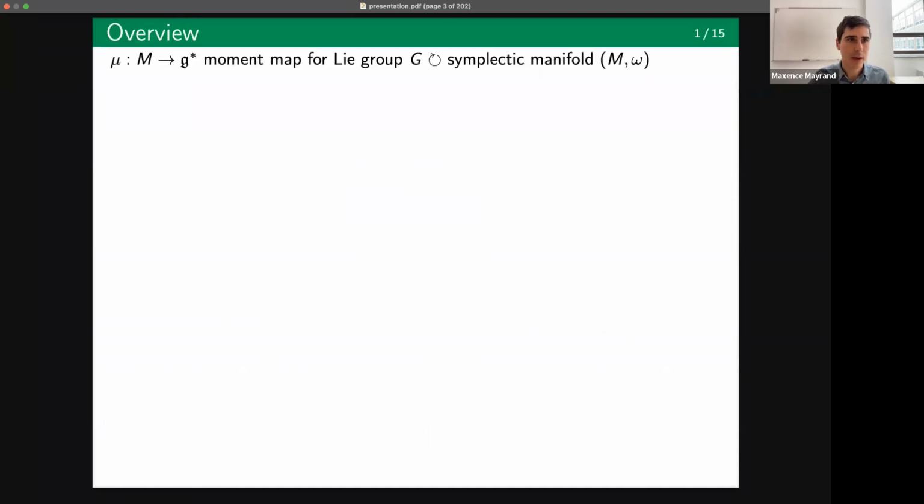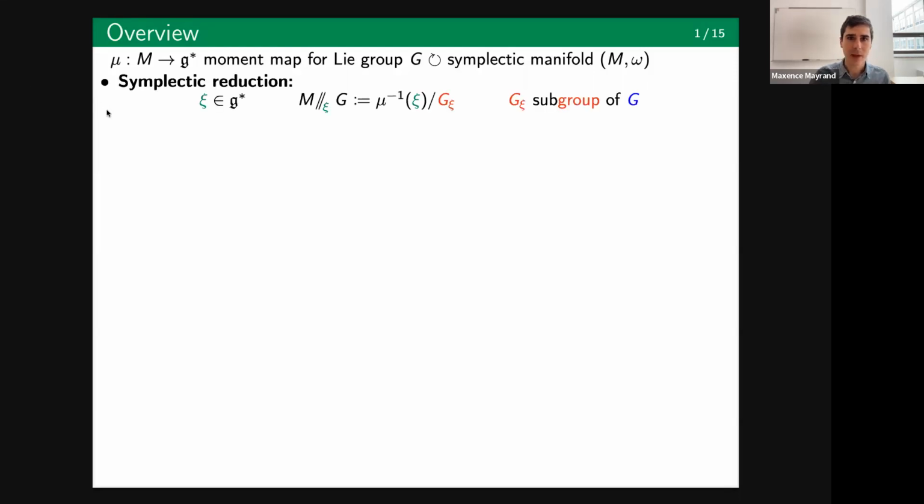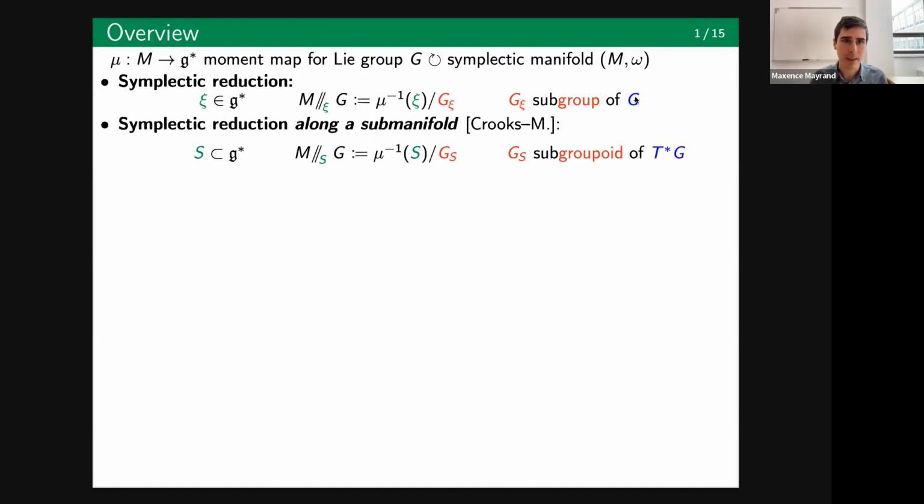Suppose that you have a moment map for a Lie group action on a symplectic manifold, with the usual moment map condition. Then we have the notion of symplectic reduction, the usual one. For a point ξ in the dual of the Lie algebra, you can take the quotient of the inverse image of ξ under the moment map ν by the stabilizer subgroup G sub ξ, which is a subgroup of the Lie group G. That's a new symplectic manifold under good conditions.